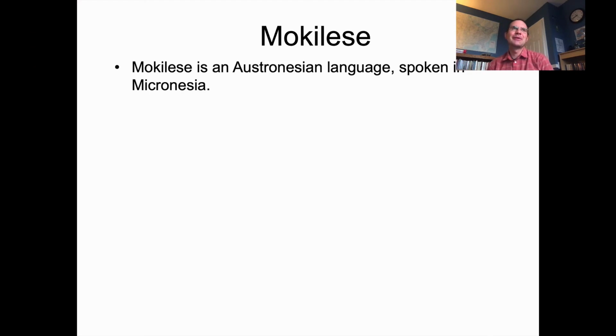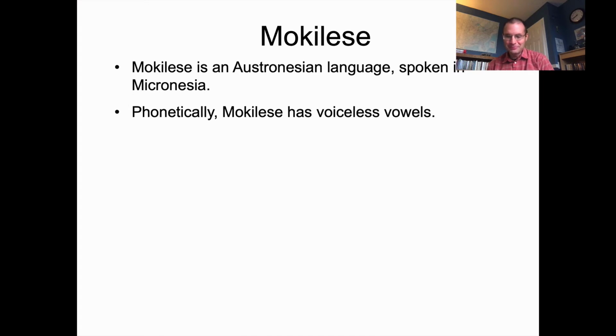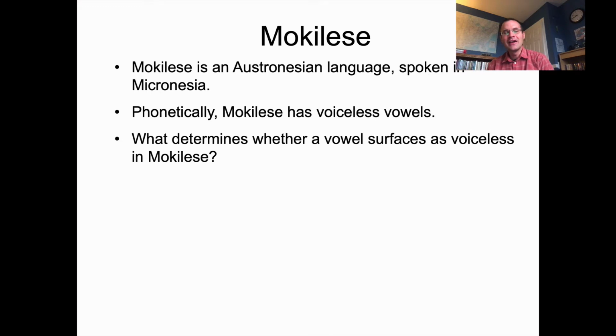This is a demo or example problem I give to my intro classes, based on the phonology of Mocalese, which is an Austronesian language spoken in Micronesia, the country of Micronesia in the Pacific. You probably aren't familiar with Mocalese outside of, say, phonology class, but Mocalese has voiceless vowels. I can give you some data from Mocalese, and what we want to look at is what determines whether a vowel will surface phonetically as voiceless in Mocalese.